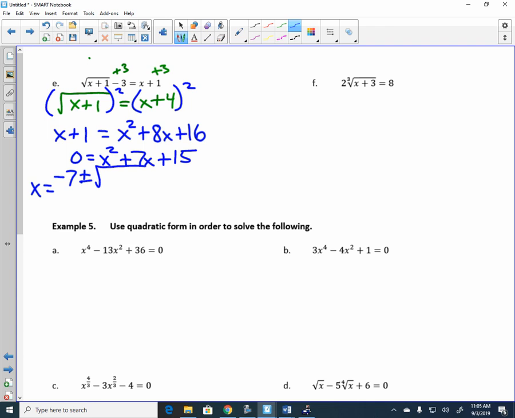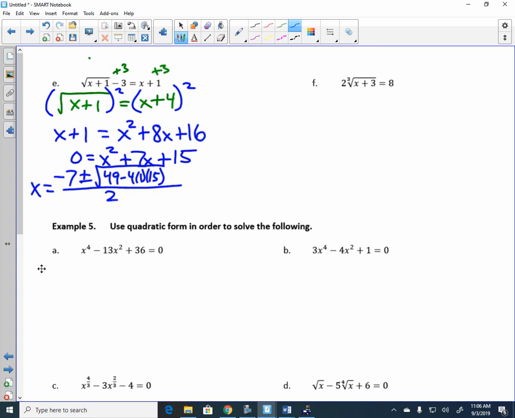Yes. Square root of 49 minus 4 times 1 times 15, all divided by 2. What do you notice about the discriminant here? This is the discriminant, the part underneath the square root sign. What do you come up with? A negative. Can you take square root of a negative? No. So that means you have two imaginary solutions.